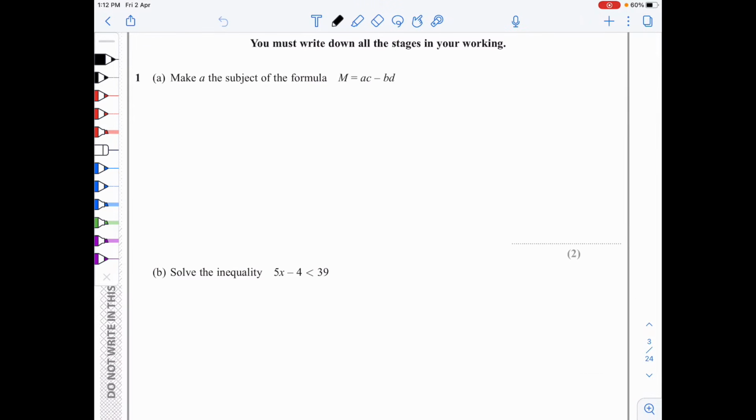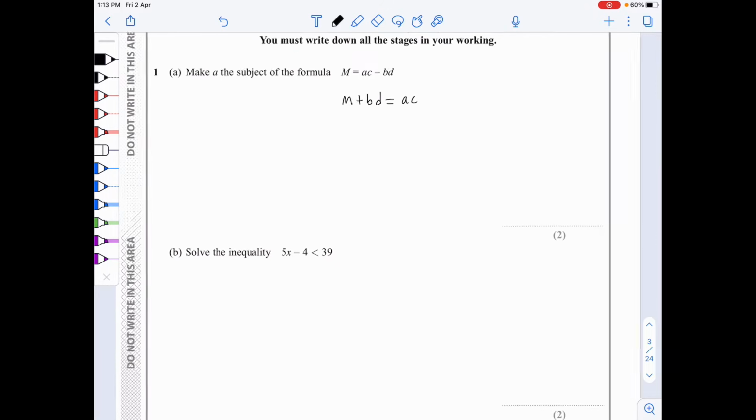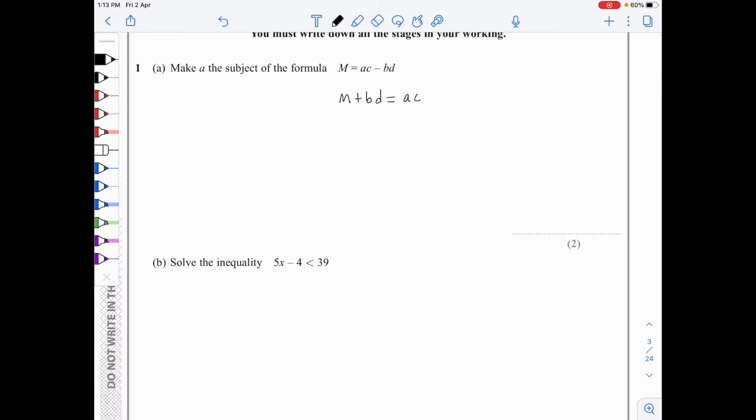Question 1, we have to make A the subject of this formula, which means leave A on its own. So we could start off by saying that M plus BD is AC. And then if we just divide everything by C, M plus BD over C is giving us the value of A. So final answer will be A is M plus BD and all of it over C.